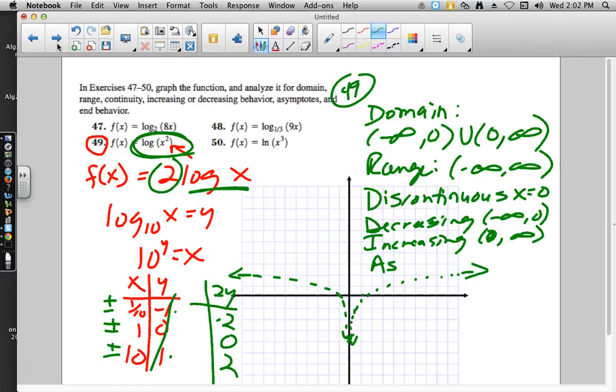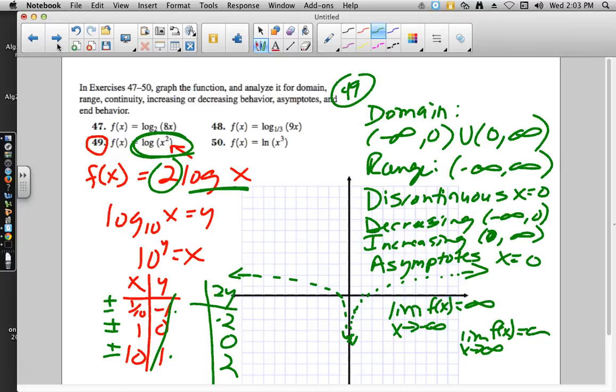Asymptotes. That's our 0, so x equals 0. And then this one just happens to have both end behaviors this time. So limit of f of x as x approaches negative infinity is going to be infinity. It's going up. And then limit as x approaches infinity of f of x is also infinity because that's going up. So the interesting part of this one was the fact that we can put in both positive and negative values because it is x squared.